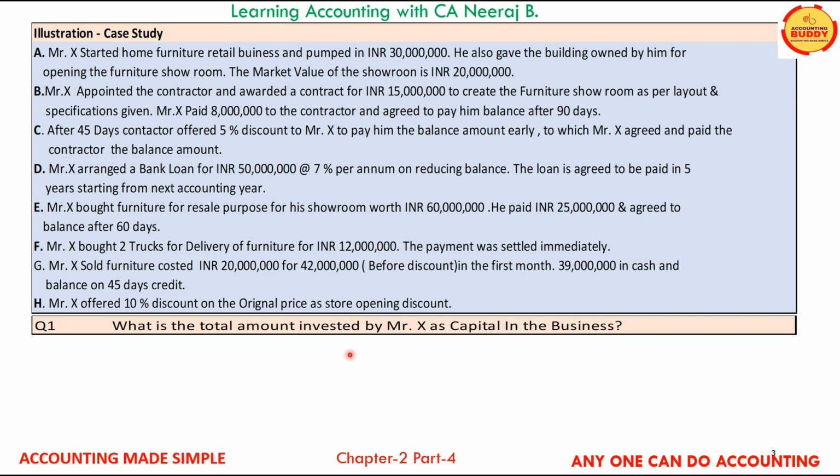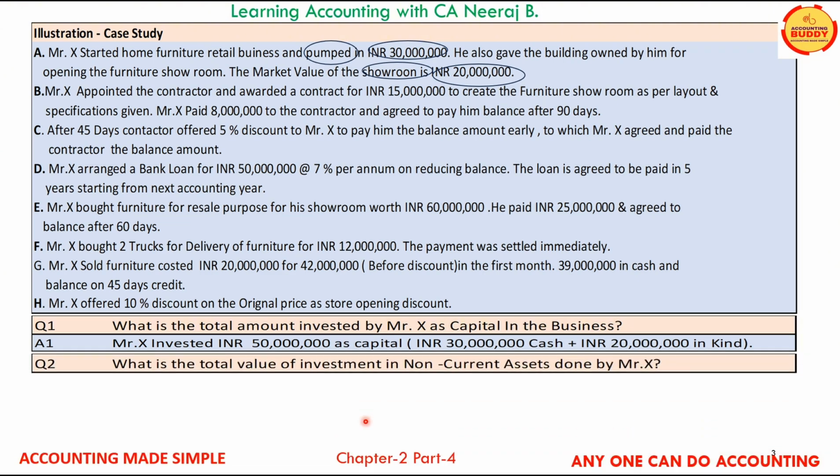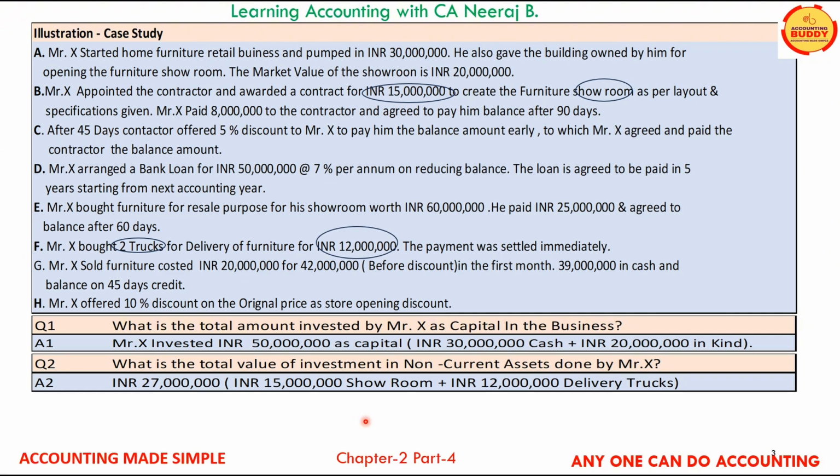Question number 1 is, what is the total amount invested by Mr. X in the business? The answer is Mr. X invested 50 million, 30 million in cash and 20 million in the form of building which he offered to the business to run the furniture showroom. Question number 2, what is the total value of investment in non-current assets done by Mr. X? Mr. X has invested 27 million in non-current assets, that is the fixed assets, 15 million in the showroom and 12 million in the delivery vehicles.